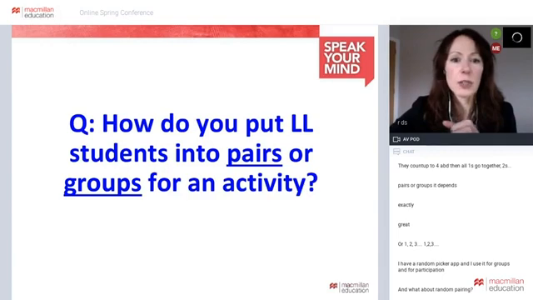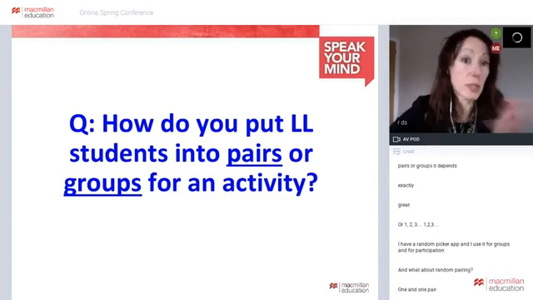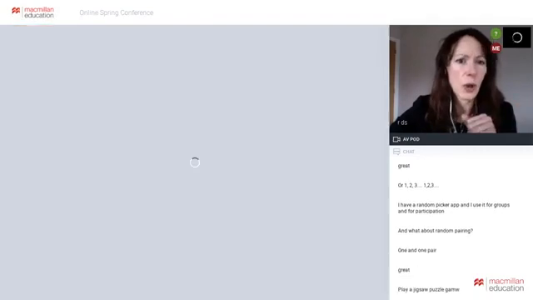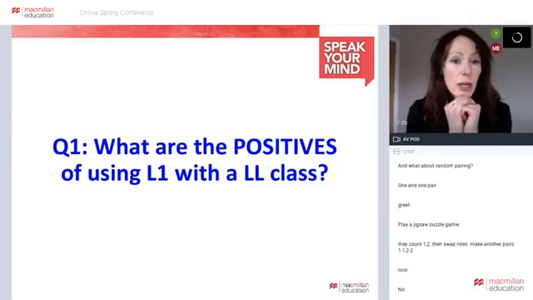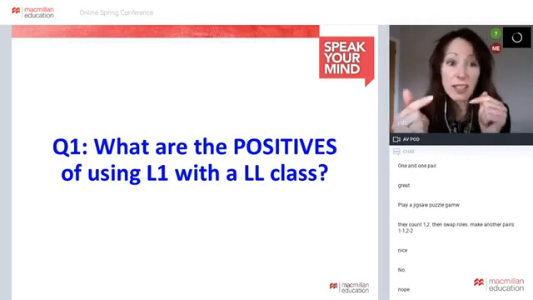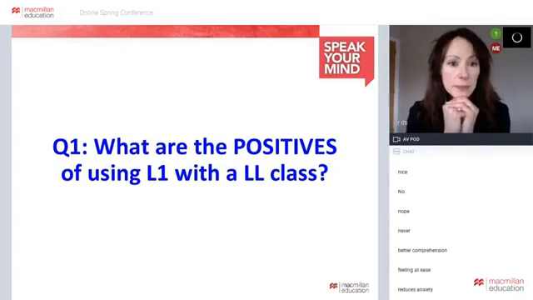to another question. Whilst we're thinking about instructions, the big elephant in the room is, of course, L1. Do you use it or not? So if I could ask you to have a think about this, what are the positives of using L1 with a lower level class? I'll also ask you about what are the negatives in a minute, but let's look at the positives first of all, if that's okay.